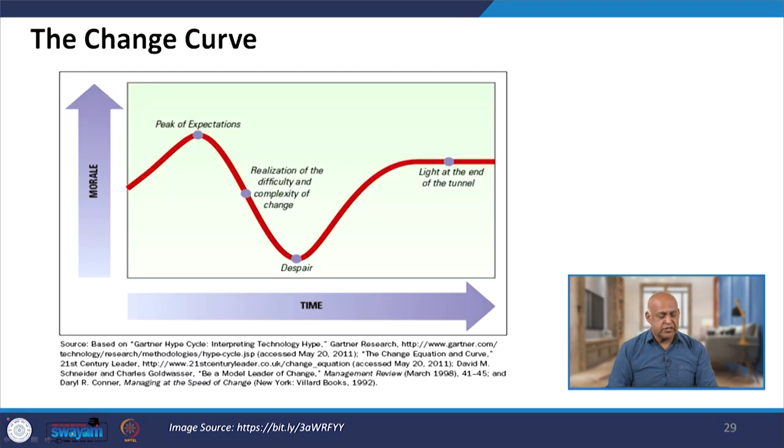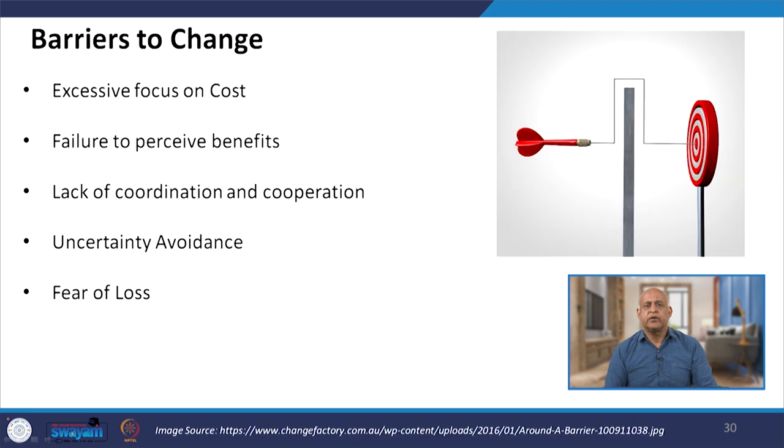So, this is a change curve which talks about the peak of expectations, and then there is a realization of the difficulty and complexity of the change, as I mentioned earlier, people, process and technology. And then again you make efforts to make the changes, and the light at the end of the tunnel is there. So, you achieve your goal. But there are certain barriers also. Excessive focus on cost, failure to perceive benefits, lack of coordination and cooperation, uncertainty avoidance which is not under your control, and the fear of loss.